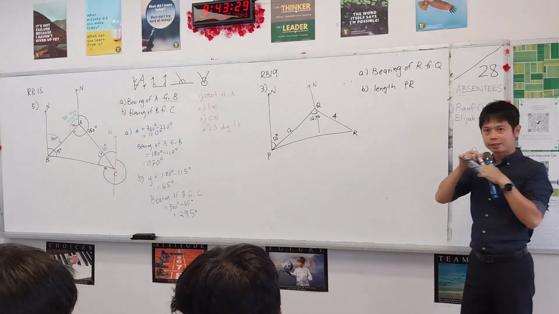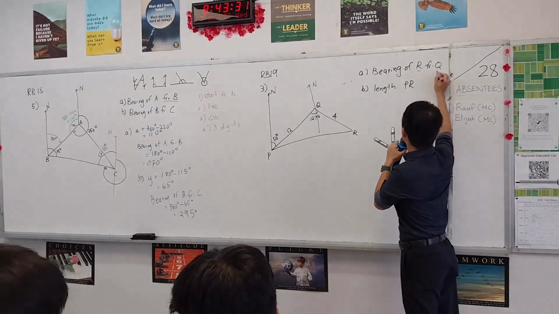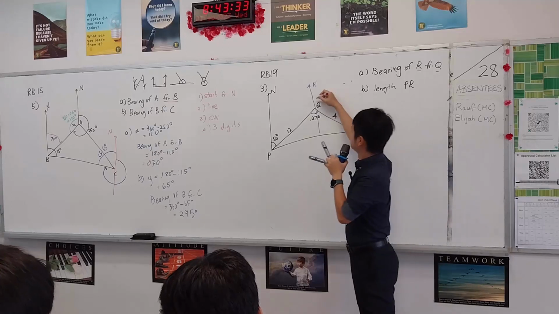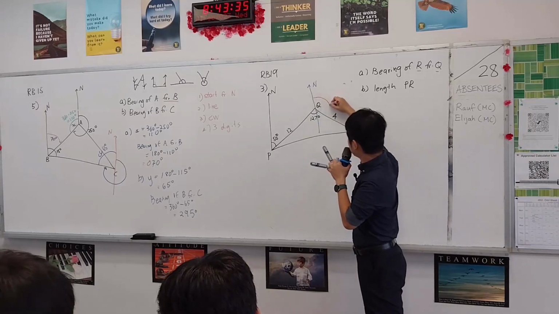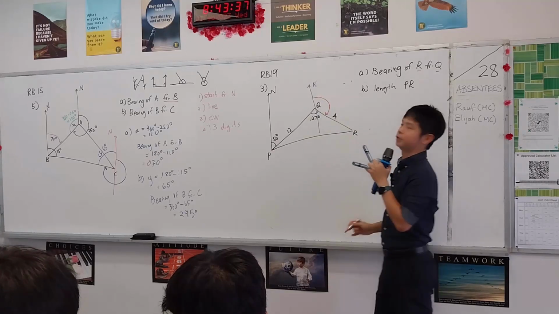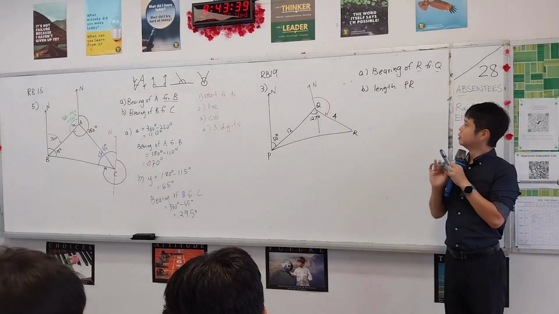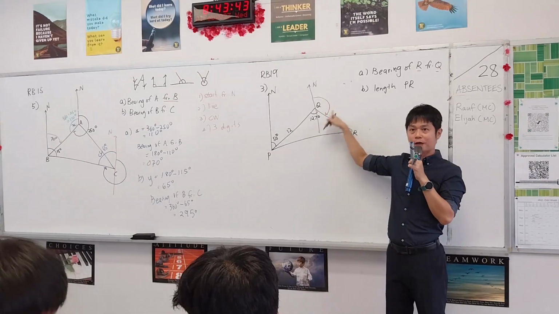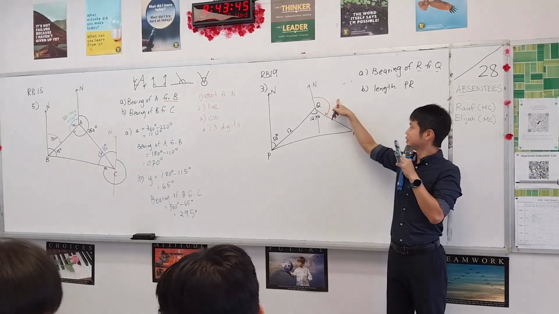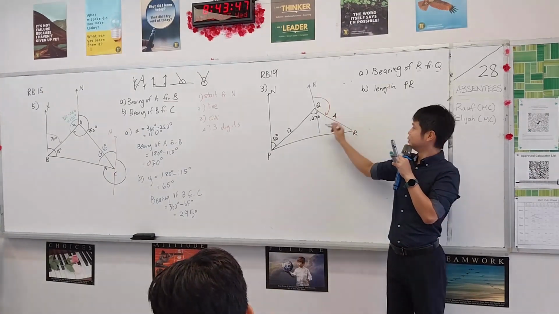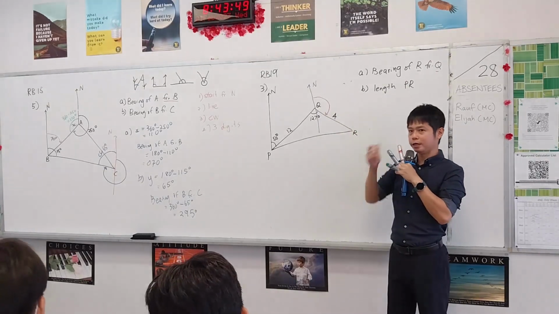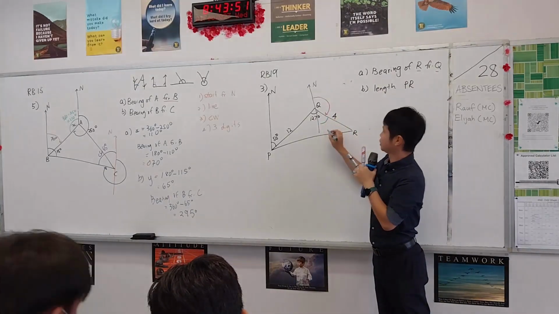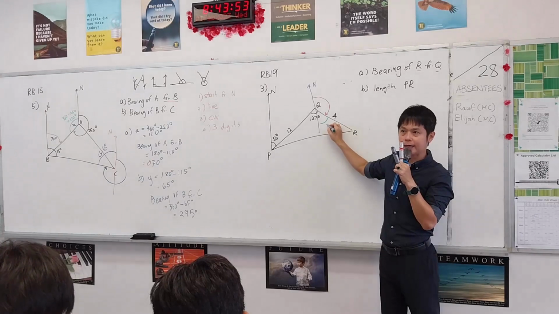So I will go clockwise until I reach the line RQ. So let's keep going until I reach RQ. If I have this angle here, I can find the bearing straight away. How do I find this green angle here? Okay, this angle, let's call this X again.